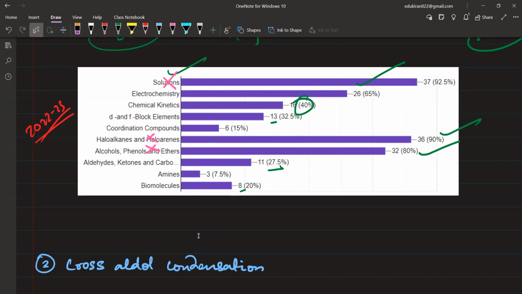So solution haloalkane chemical kinetics in the winter, sorry, summer vacation. Did you have any other extra classes? Physics में, bio में, maths में? बताइए. किस किस में हुआ? No.